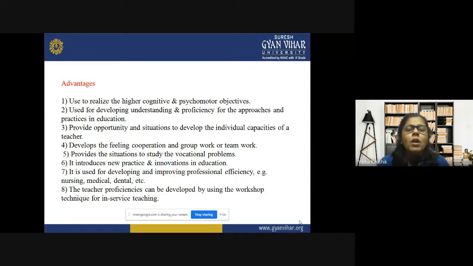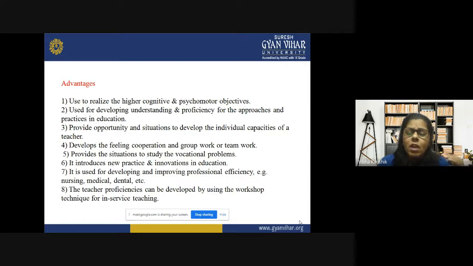Now, what are the different advantages of organizing a workshop? The first one is that it is used to realize the higher cognitive and psychomotor objectives. Means a workshop helps us achieve the higher cognitive and psychomotor objectives. It is used for developing understanding and proficiency for the approaches and practices in education.